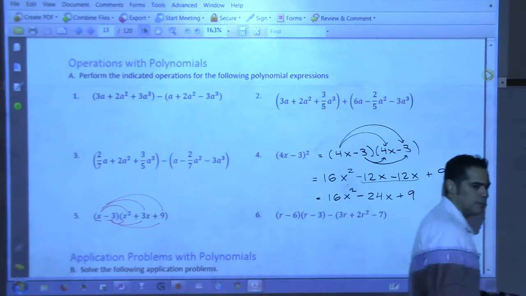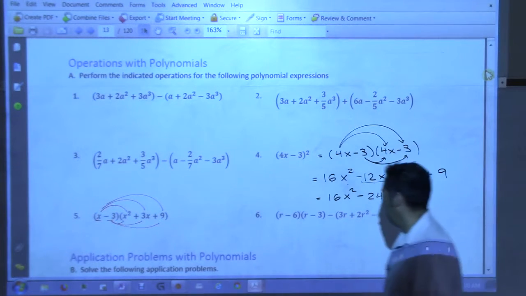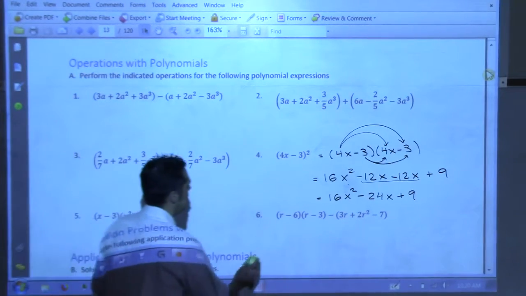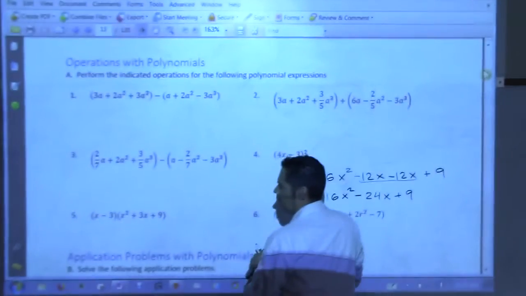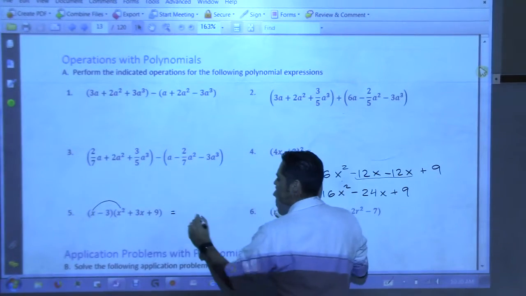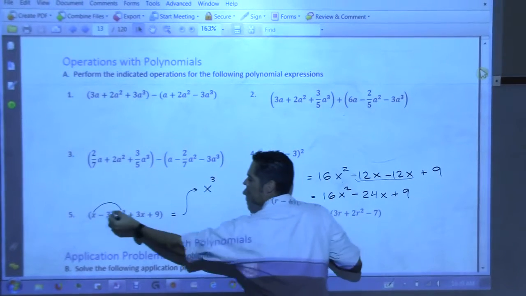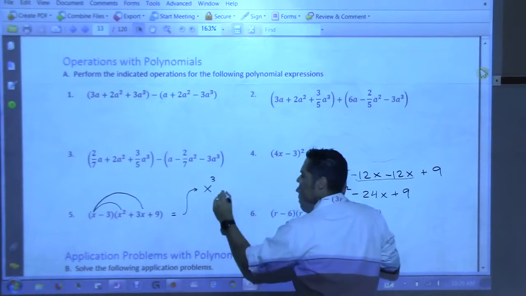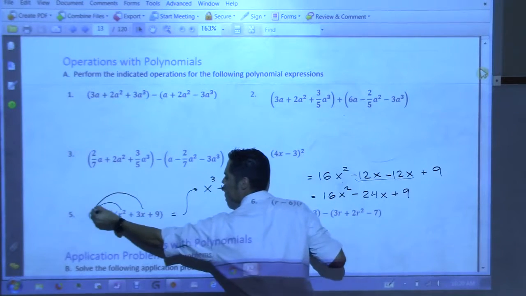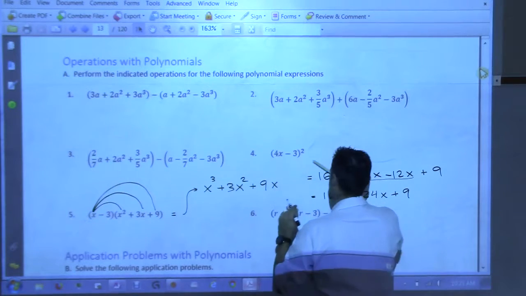Cameron. Okay, Cameron, you get number 5. X times x squared is what you're doing first, and that's x cubed. I think I'm going to move this up here a little bit. X cubed. So plus 3x squared. And then, so plus 9x. Keep going, yeah?